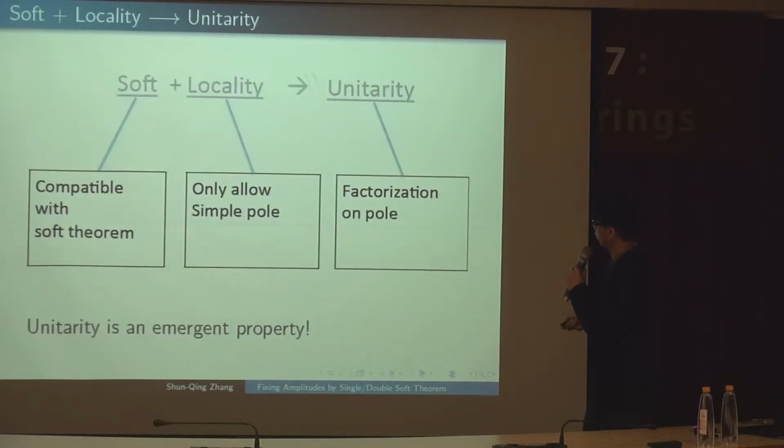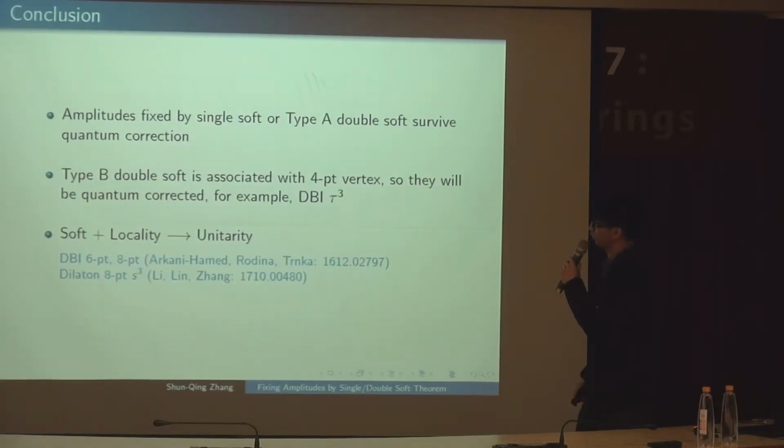So, okay, let me briefly conclude. So we can use soft theorems to fix amplitudes. And the amplitude fixed by the single soft of type A will survive the quantum correction because they are symmetry protected. But the type B, because I introduced the 4-point vertex, will be quantum corrected.